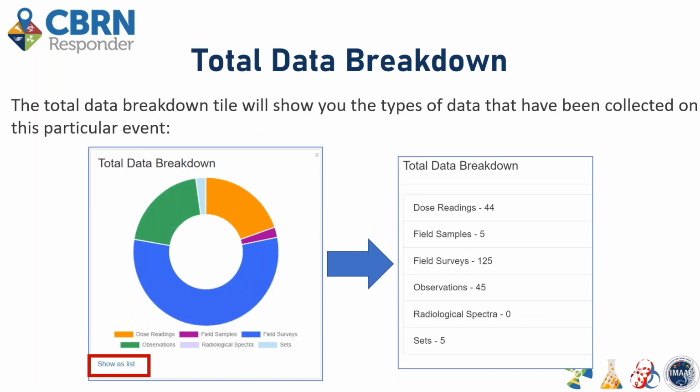We also have a total data breakdown option, so you can see the different data types that have been entered in the event and how many there are. Looking at this, I can see that no radiological spectra have been entered, so I don't need to look at my radiological spectra data table because there are no data types.